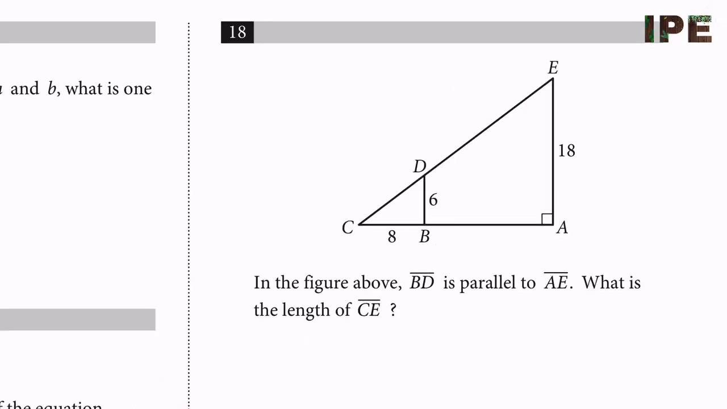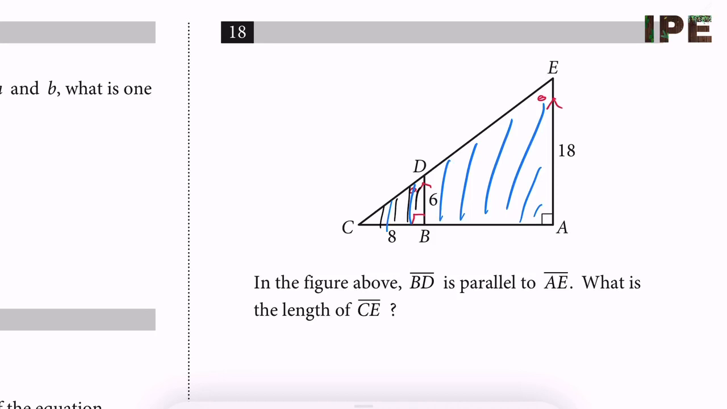In the figure above, BD is parallel to AE. These two are parallel lines. That's why this angle is congruent, right? And then this angle is a right angle. That means this is a right angle too. Congruent. They're corresponding angles. That means triangle BCD and triangle ACE are similar figures. This triangle and the big triangle are similar figures.